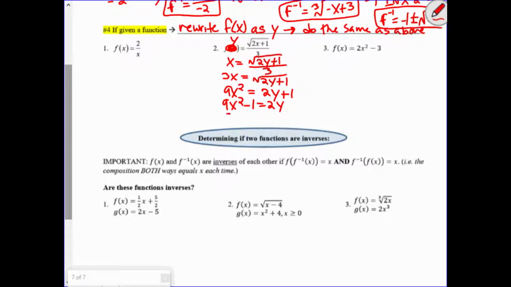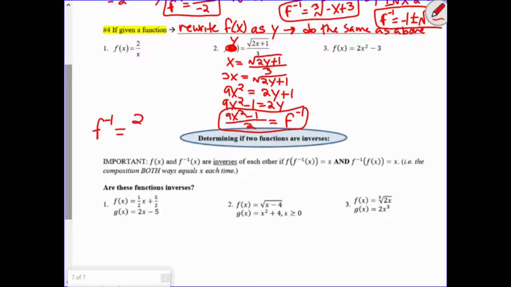Divide by 3. Instead of writing y, I'm going to write f negative 1, then x squared minus 1 divided by 3. Questions? Yes. You have to square both sides. So when you square both sides at the same time, all the way at the end, you should write your notation and then answer.